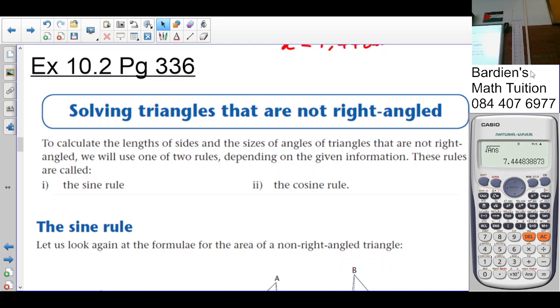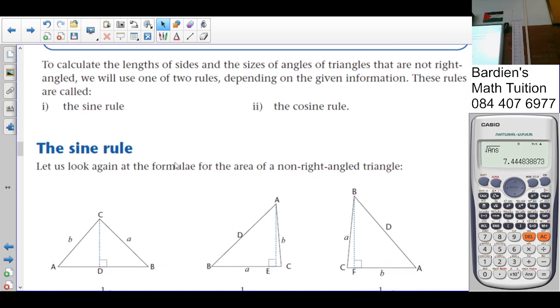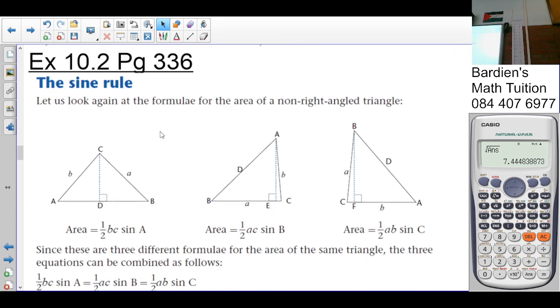To calculate the length of a side and the size of an angle or angles of a triangle that is not right angled, we will use one of two rules depending on the given information. These rules are called in the first case the sine rule, in the second case the cos rule, or the cosine rule. The sine rule is derived from the formula for the area of a non-right angled triangle. How do you calculate?